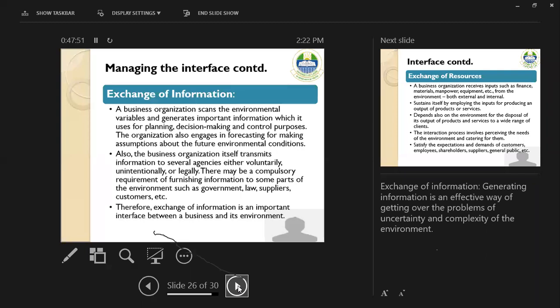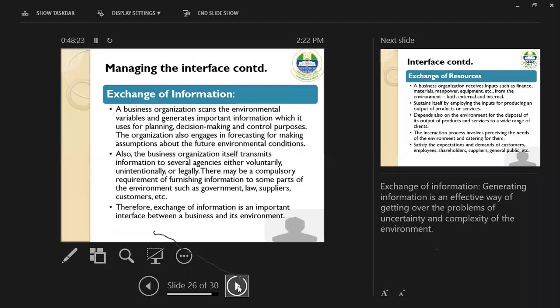So the business organization too, on its own, sometimes gives information to agencies, sometimes voluntarily, because you're also looking for information, sometimes unintentionally, or sometimes legally. When we talk about legally, most times there are times rather that government will seek particular information from a business, and the business will have to satisfy that obligation by giving it to government, because government makes law and regulates your business.